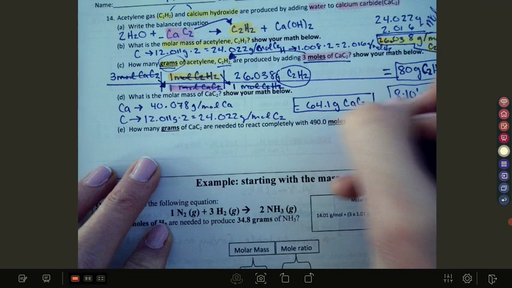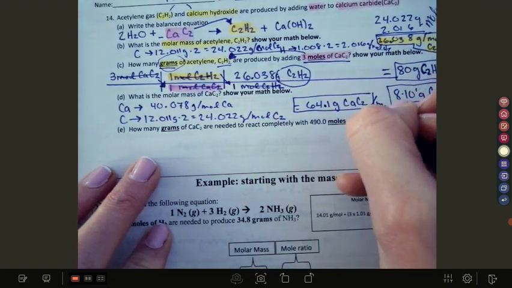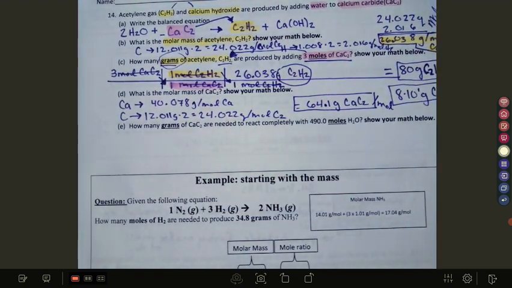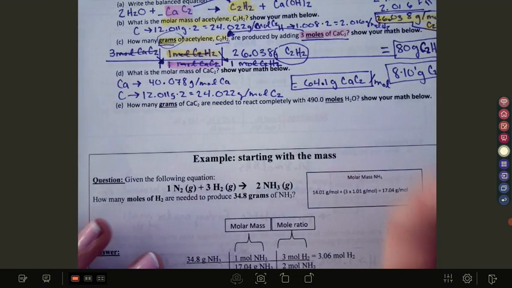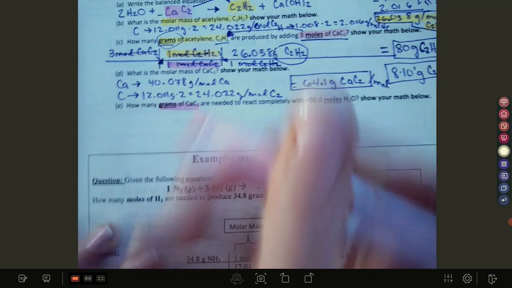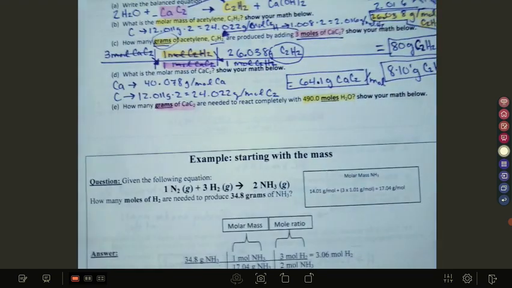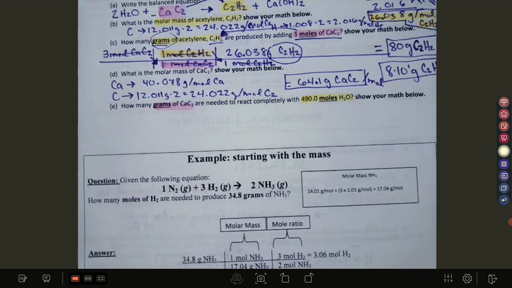All right, so did we get 64.1 grams of calcium carbide per mole there? So how many grams of calcium carbide are needed to react completely? My yellow here is showing our given quantity is 490.0 grams per mole.